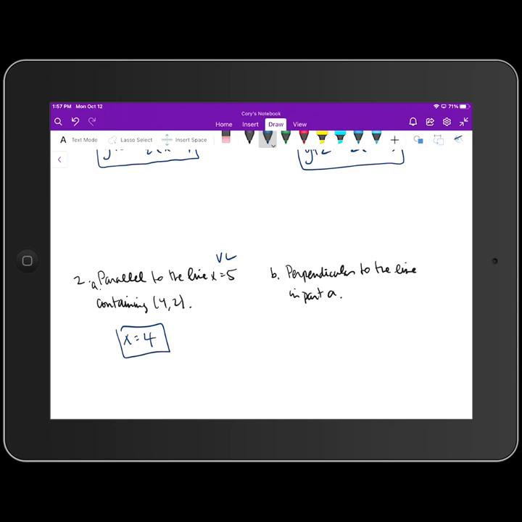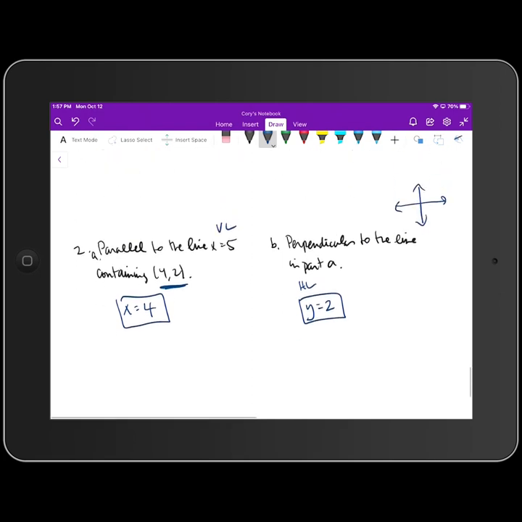In part B, we want the line perpendicular to the line in part A. So if we have a vertical line, lines that are perpendicular to vertical lines are horizontal lines. So if we want our line to be perpendicular, it has to be a horizontal line that passes through that same point 4, 2. And the equations of horizontal lines are y is equal to some number. So for our line to pass through the point 4, 2, it has to be the line with equation y is equal to 2. Okay, so again, that should be stuff that you guys are really familiar with.